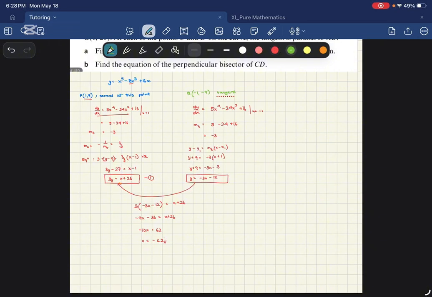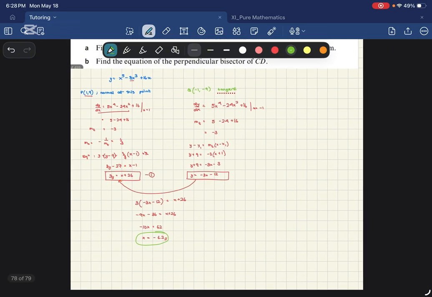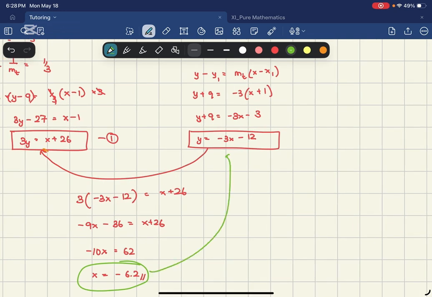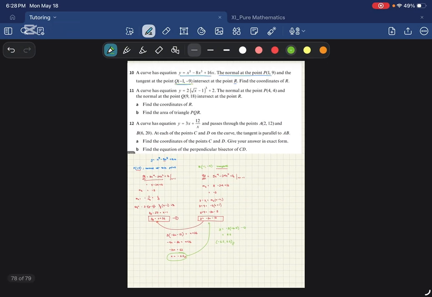Okay, so x is negative 6.2, and you can just plug in this value of x into any equation. So y is going to be minus 3 minus 6.2 minus 12. So when you solve this, minus 12, you get 6.6. So your coordinates is negative 6.2 comma 6.6. That is the point R that we are looking for.